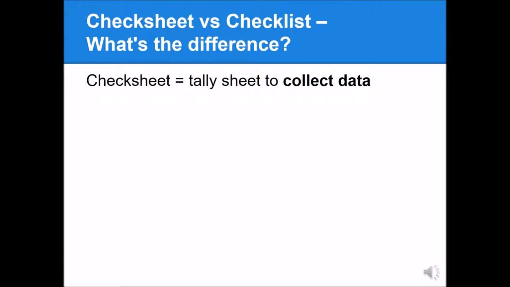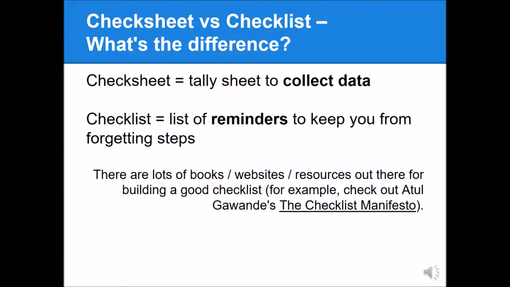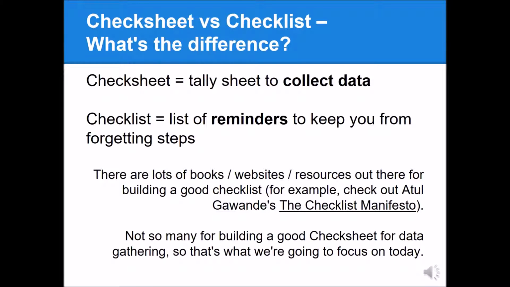What's the difference? Well, a check sheet is a tally sheet for data collection, whereas a checklist is a list of reminders to help keep you from forgetting steps when you're going through a process. There's lots of good resources out there for checklists, what they're good for, how to design good ones. Atul Gawande's The Checklist Manifesto is one of the best known in popular culture, and it's worth a read if you haven't. But there aren't so many resources for building a good check sheet for data collection, so that's what we're going to focus on today.